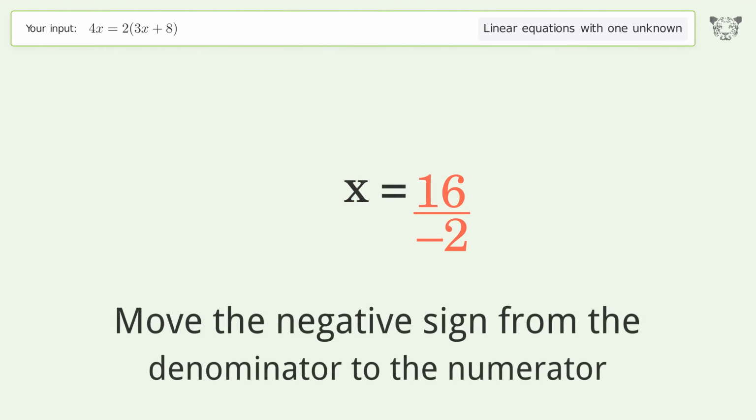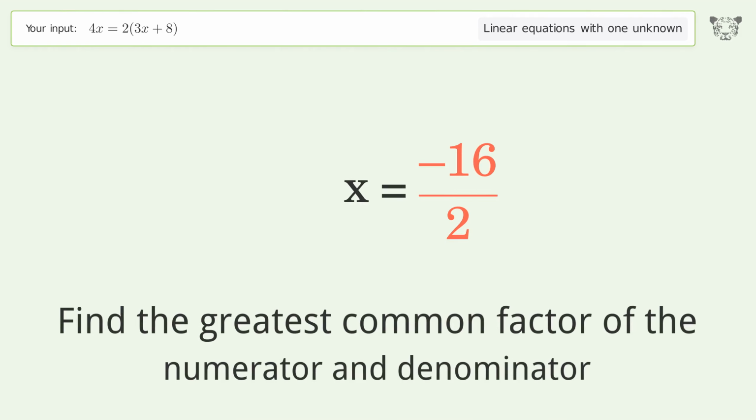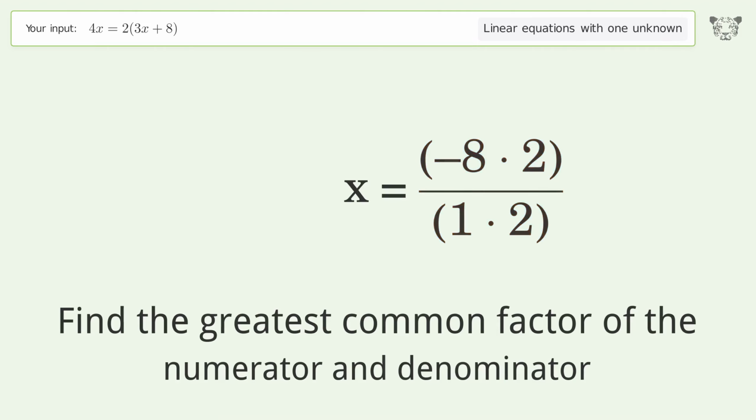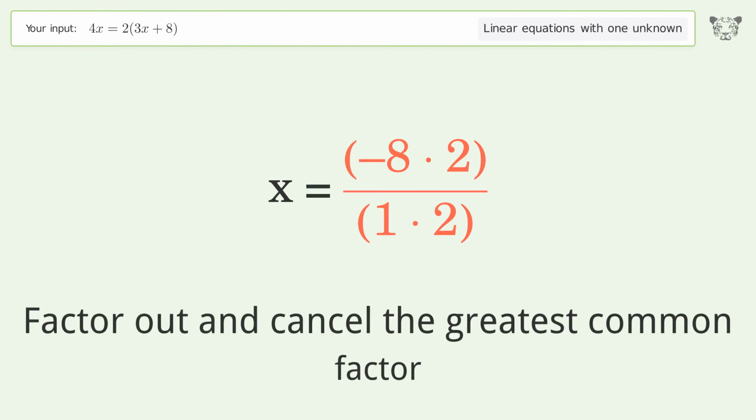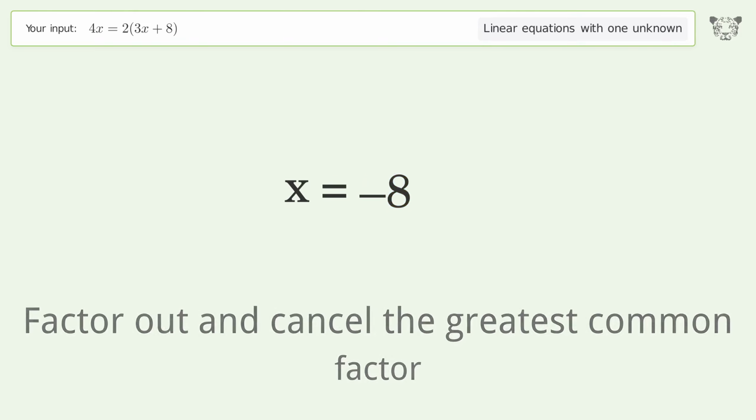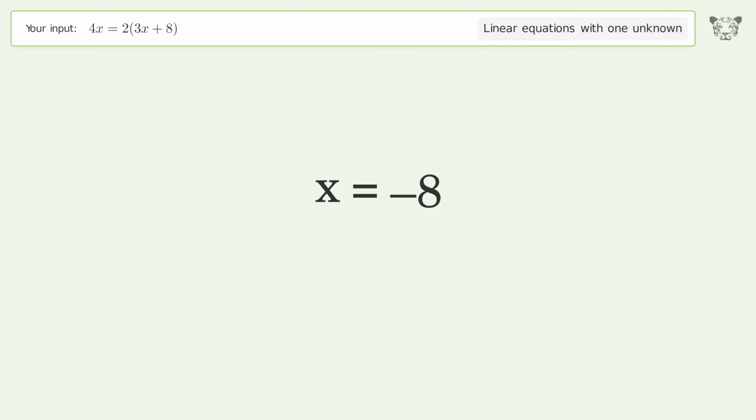Move the negative sign from the denominator to the numerator. Find the greatest common factor of the numerator and denominator. Factor out and cancel the greatest common factor. And so the final result is x equals -8.